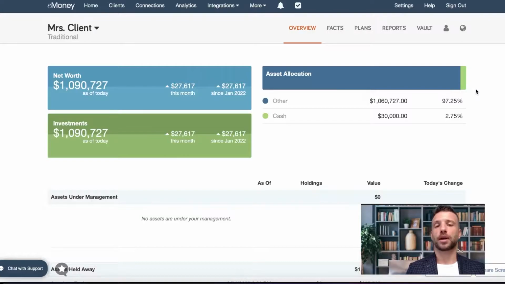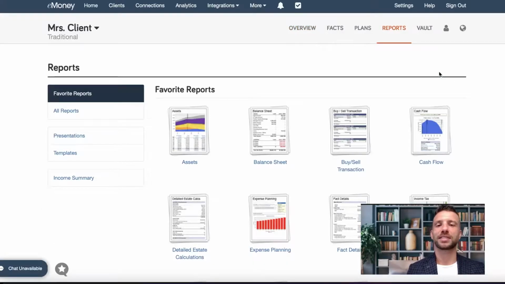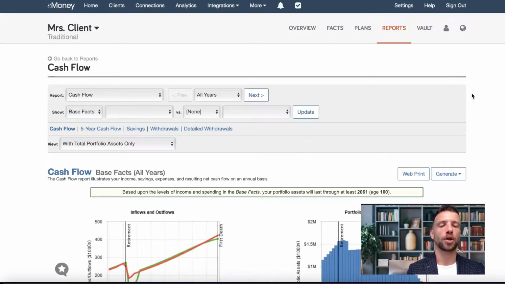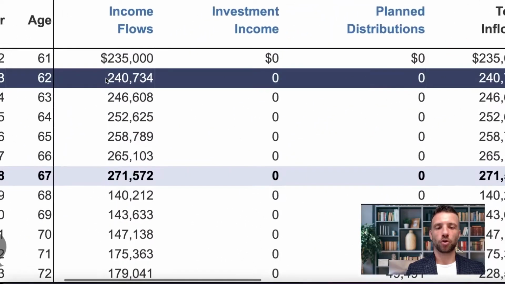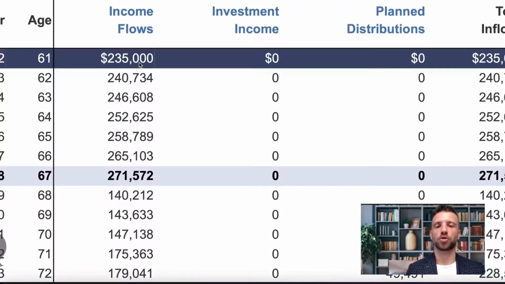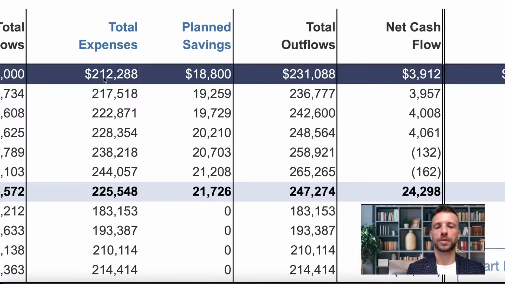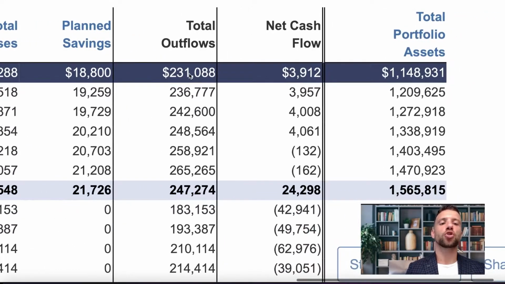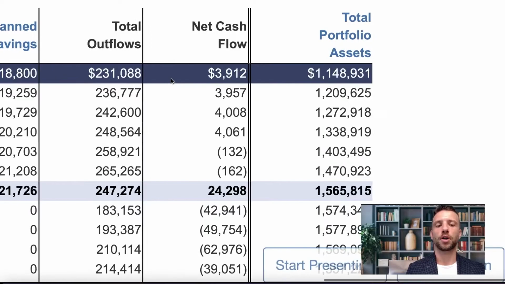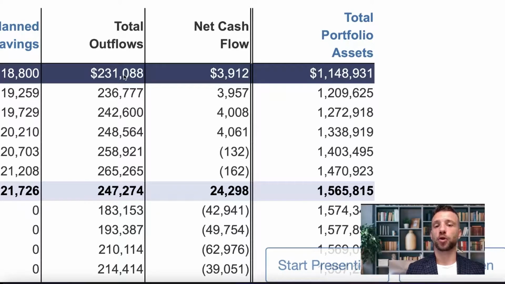This is a 60-year-old client with about $1 million worth of investable assets. I'm going to jump over to a cash flow statement so you guys can see how our income and expenses are working both pre and post retirement. So looking here in the first row, we see that she'll earn $235 this year. If we move over to the right, we see total expenses equal to $212 and some change, and then about $19,000 as planned savings. That's her contributions to a 401k. So the total outflows for the year are $231, and if we subtract those outflows from her income, her inflows, she's positive on the year, $3,900, and that's added to her portfolio assets.